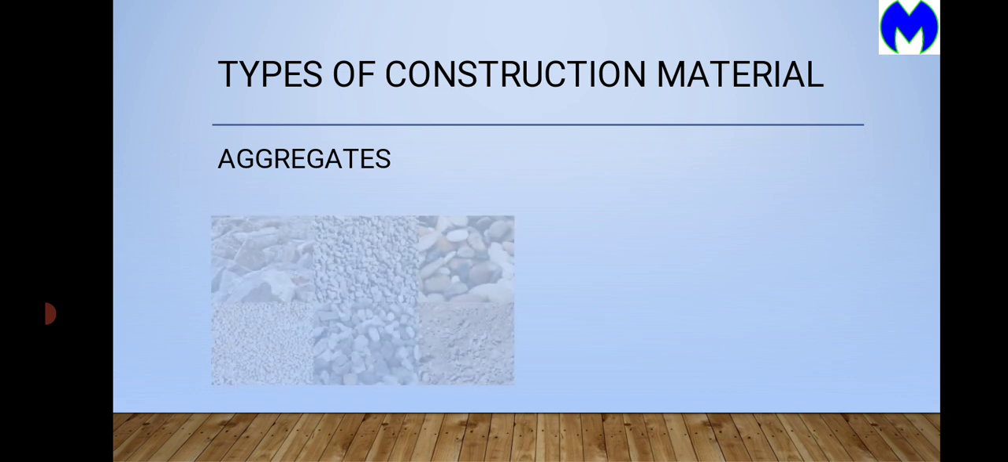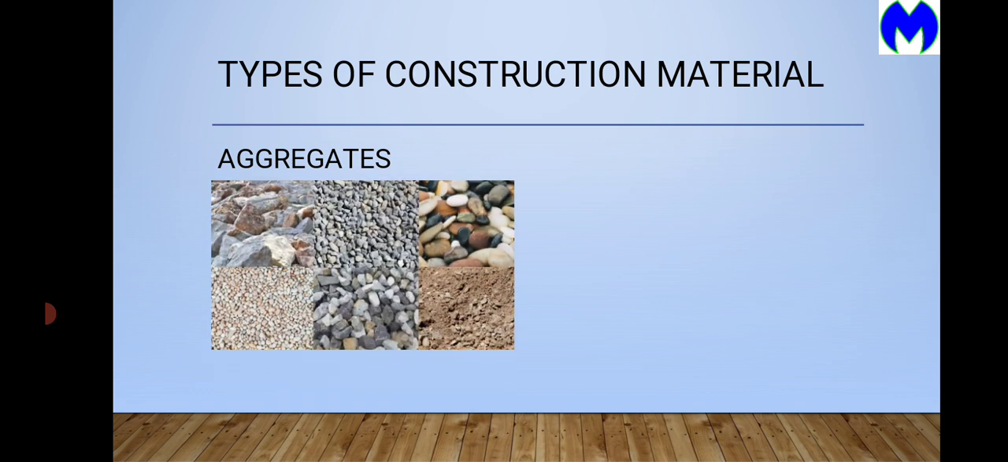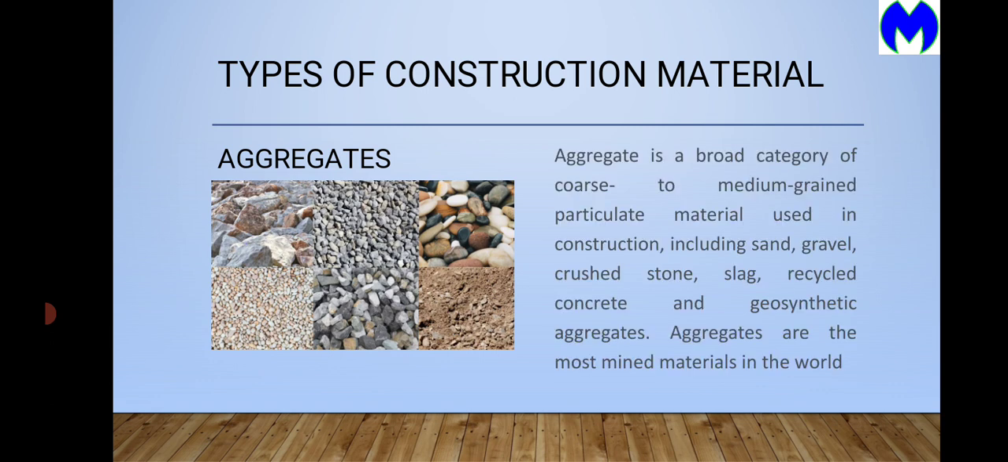First, we have the aggregates. Aggregates is a broad category of coarse to medium-grained particulate material used in construction, including sand, gravel, crushed stone, slag, recycled concrete, and geosynthetic aggregates. Aggregates are the most mined materials in the world. Here fall the gravel and the sand, in different sizes of gravel.